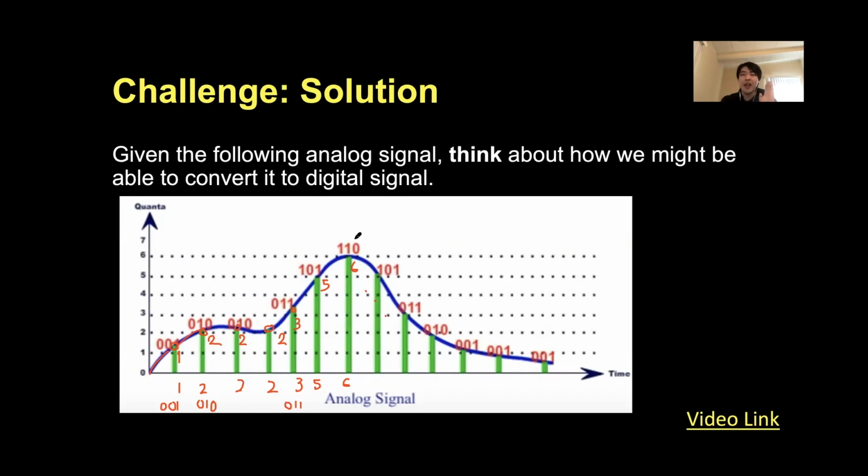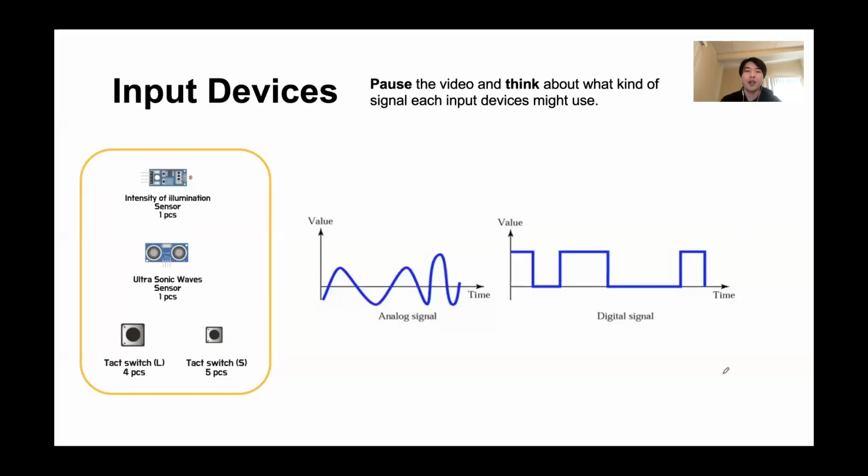That's how an analog signal can be converted to digital, okay? A bunch of zeros and ones. Now, if you want to watch more about it, please click here and you can watch it with animation. But we're going to move on for now.